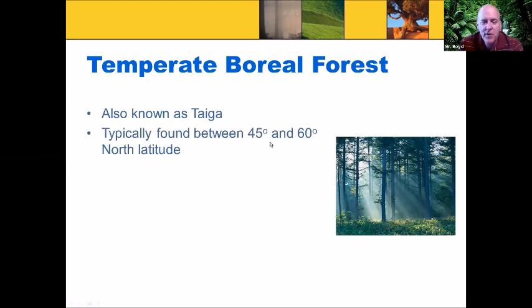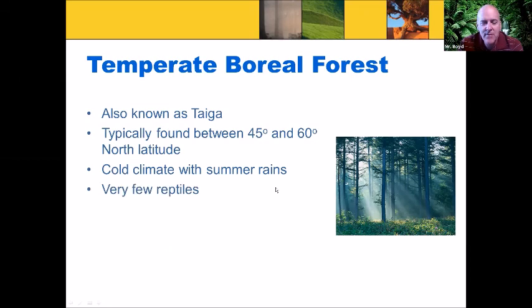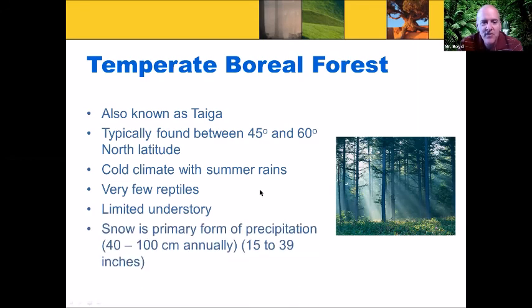Typically found between 45 degrees and 60 degrees north latitude. Cold climate, summer rains. Very few reptiles because it's cool. Limited understory, so it's easier to walk through. And snow is the primary form of precipitation. So when you go up to Silverton and hike in the forest there, those are taigas, temperate boreal forests.